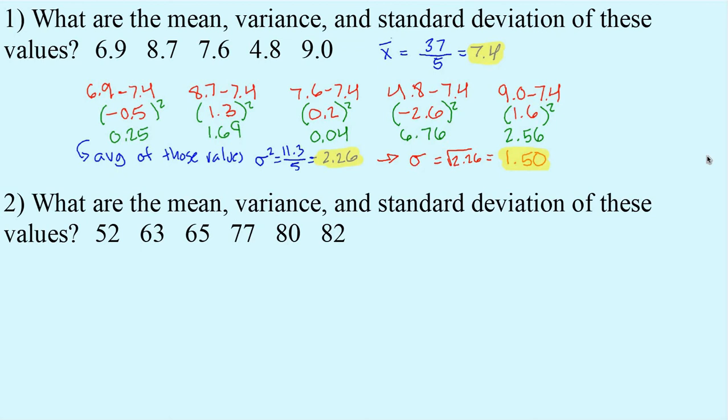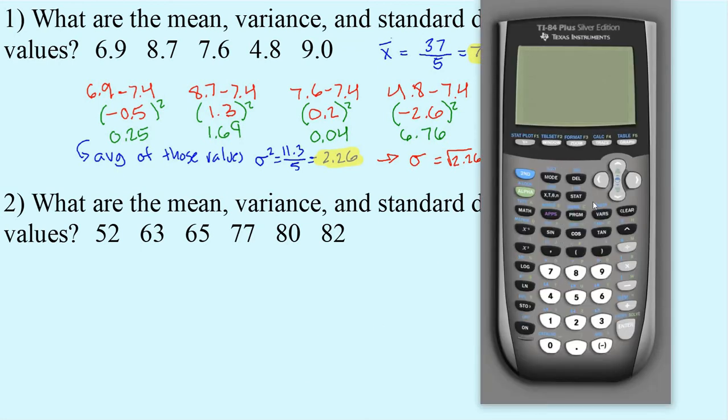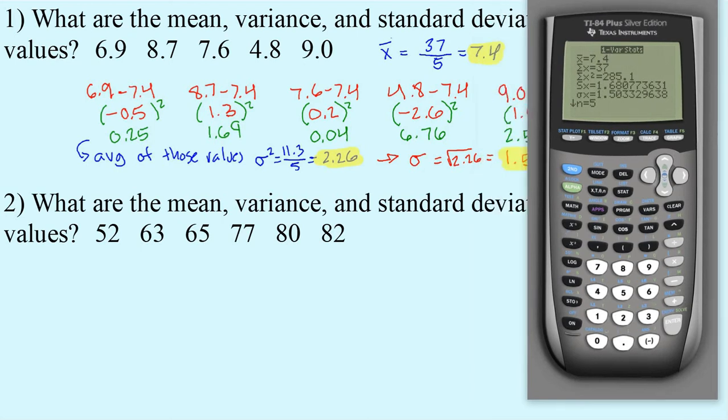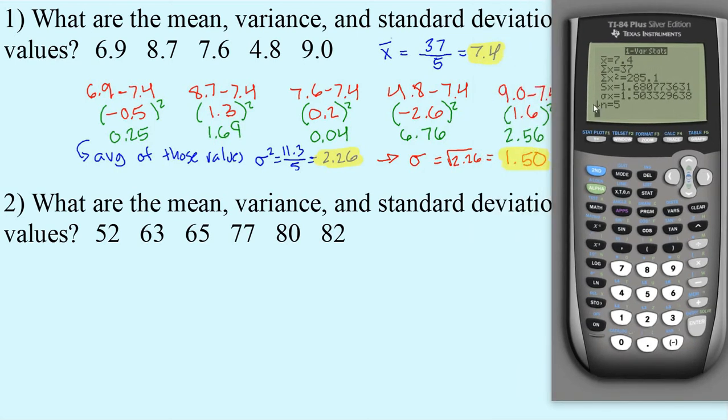You can also get it by using your calculator. You get out your calculator, do stat edit, put in your data set, then do stat calc, one variable stats, list one. Here we have our mean, which was 7.4, and our standard deviation, the sigma x, is 1.50. If you want the variance, you just take that value and square it.